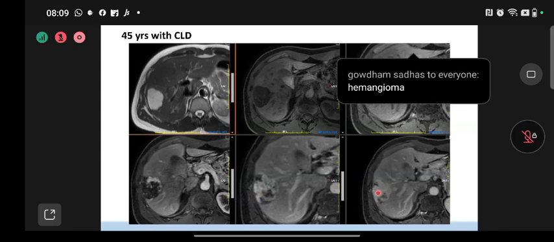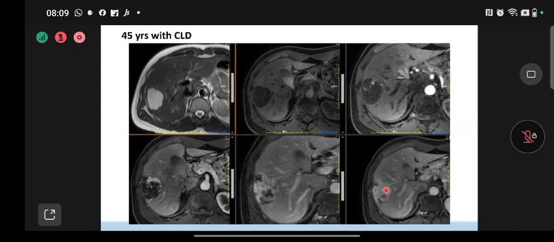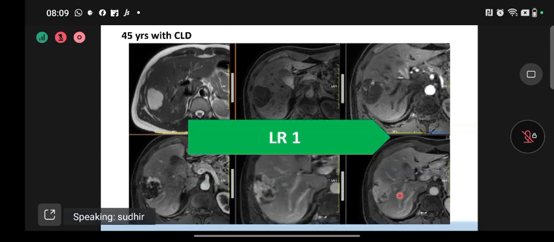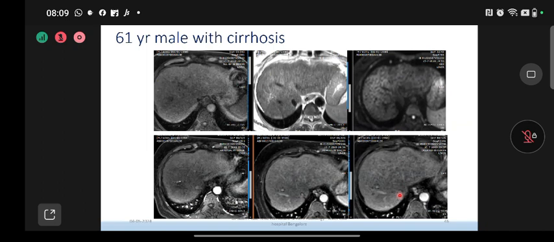So this is very good. This is classical of hemangioma. You can see the lesion, nicely centripetal filling is there, and I'm already getting answers in the chat box telling that it is hemangioma. So this is very classical of hemangioma. So you are very sure as a clinician, as a radiologist, that we are dealing with a benign lesion. So it's LR1.